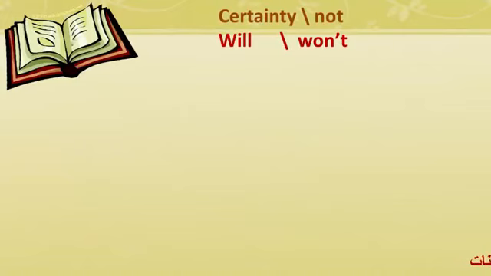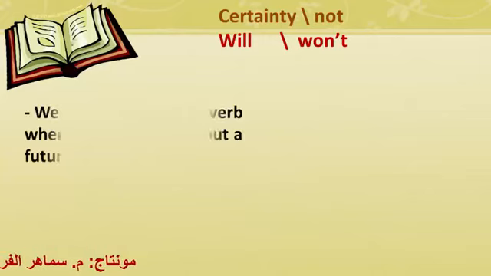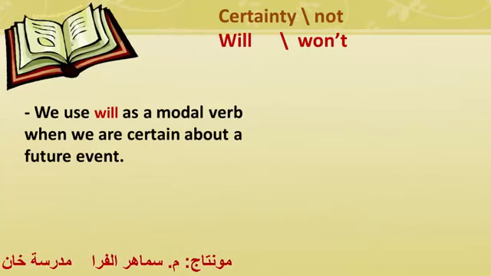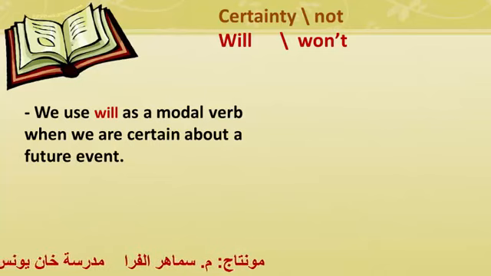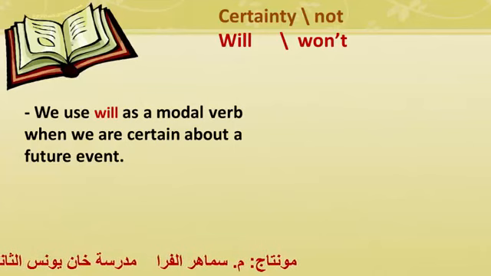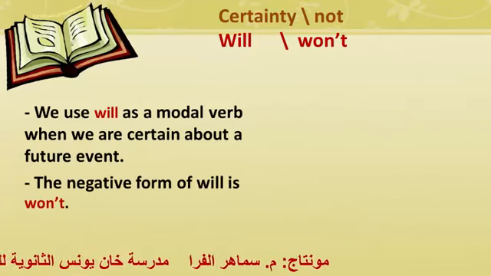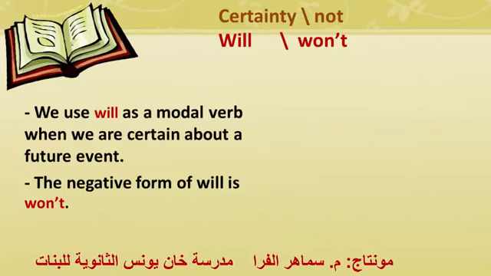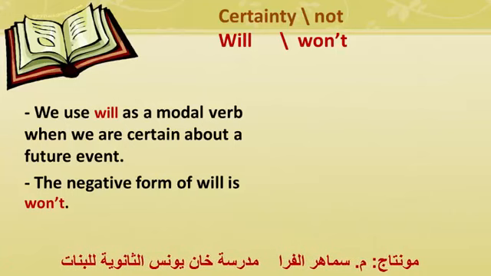Let's talk about certainty. Certainty: we are sure that something may happen or will happen. Certainty with will, and the negative form is won't. We use will as a modal verb when we are certain about a future event. Notice here, certain: there is certainty in the sentence or the statement. And the negative form of will is won't. Don't forget that. Won't is the negative form of will.